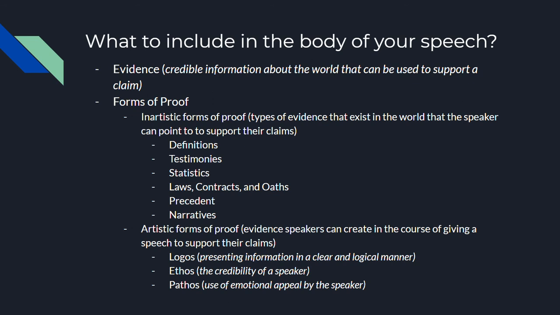Forms of proof, of which there are two different types: inartistic forms and artistic forms. Inartistic forms of proof are types of evidence that exist in the world that the speaker can point to in support of their claims. These are all probably things that you are familiar with.